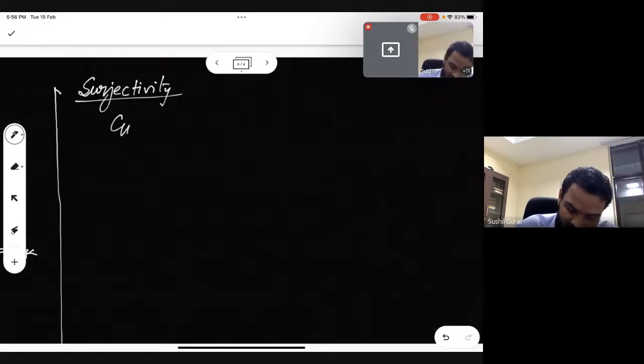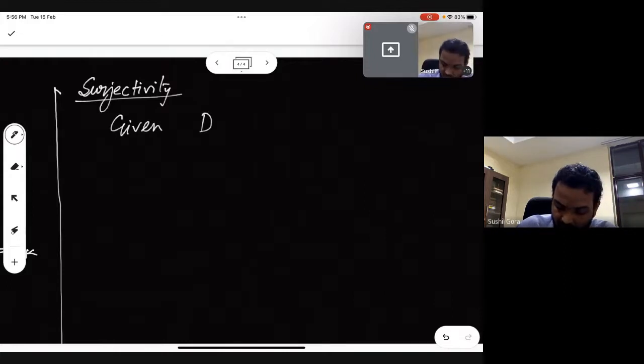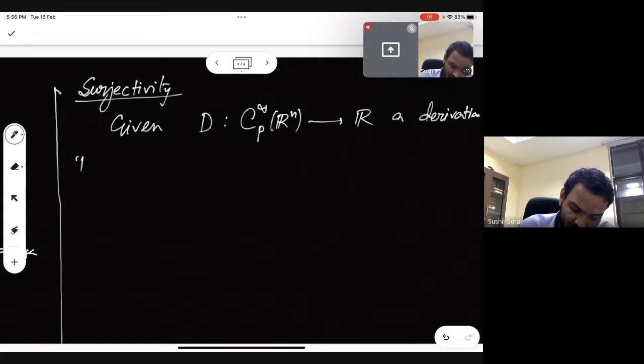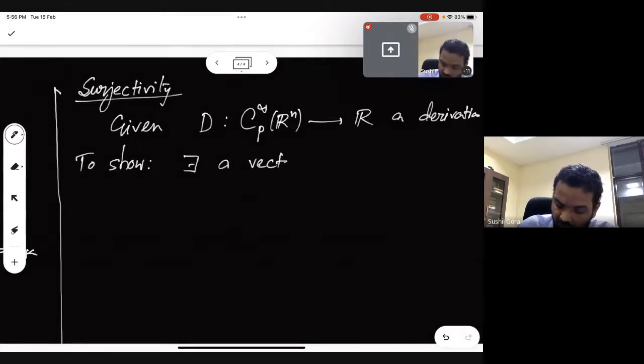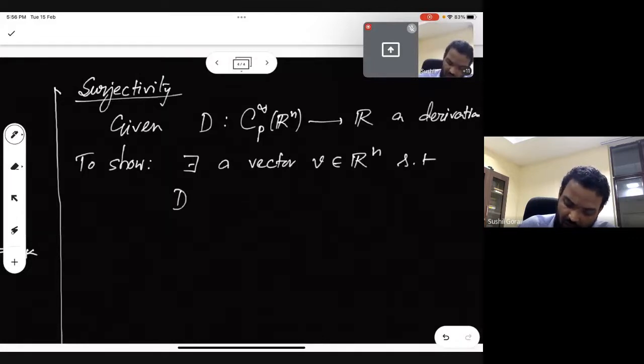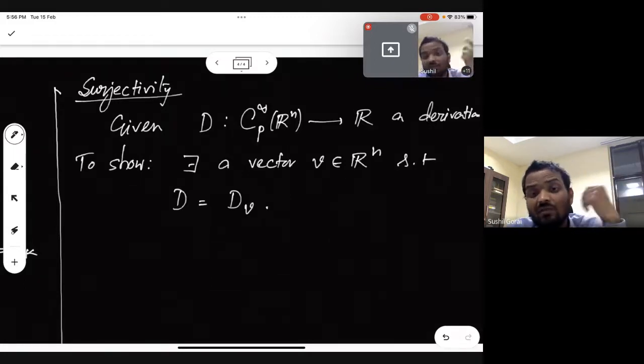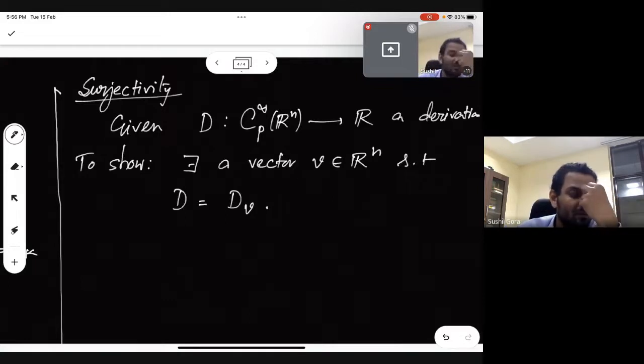So given D is a map from C infinity at P of Rn to R, a derivation. To show there exists a vector V in Rn such that D is equal to dV, right? We need to find V. How to find this V?